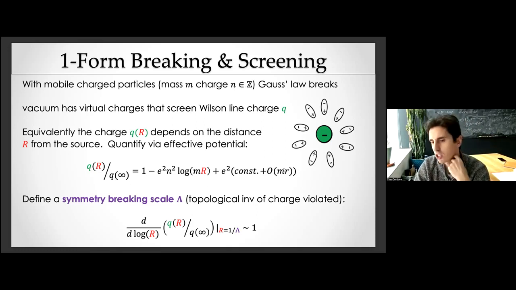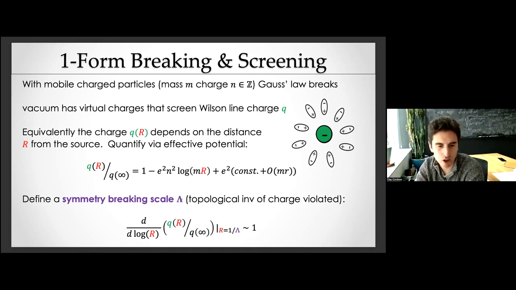And then there are some corrections that I'll ignore for now. And we want to quantify the symmetry breaking scale of the one-form symmetry, the scale lambda, where we no longer even approximately have the symmetry. So we'll do it this way.